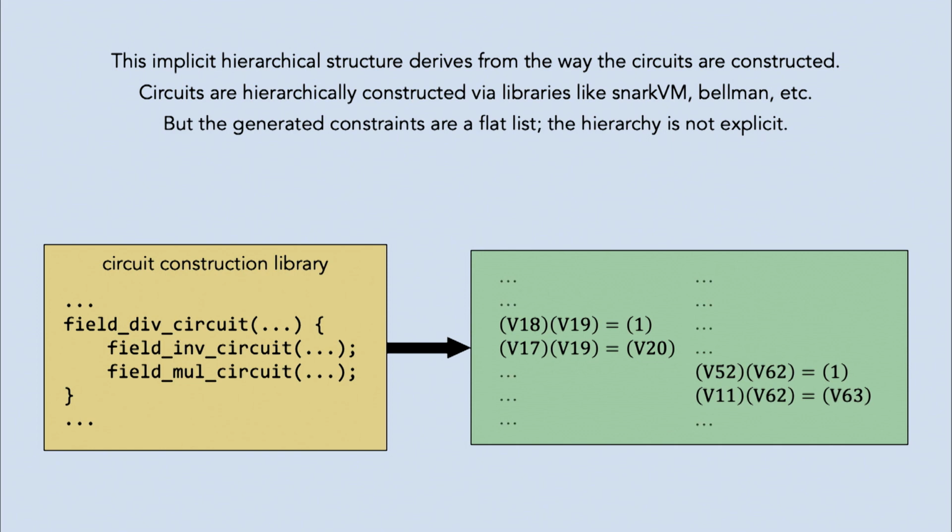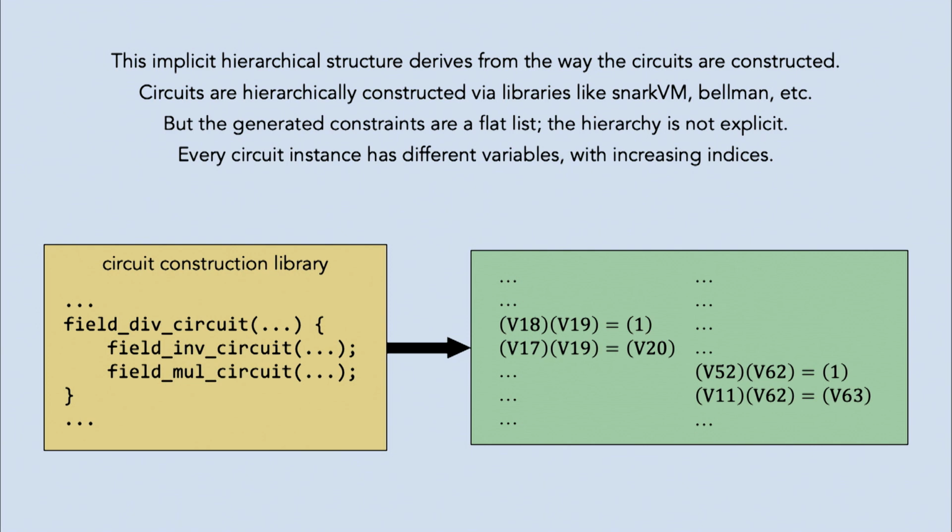There's this ocean of constraints. The variables don't even have good names because typically they are generated using increasing indices. So if you look at the constraints, you can't even find where the division is. Okay, so then how can we do compositional verification if the structure is not there? Well, we do it like this.